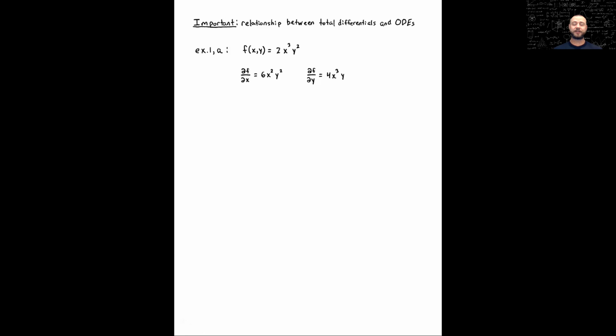Let's create a differential equation by using example 1a that we just went through. Now, in the example a few minutes ago for part A, we were given the function 2x cubed y squared, and we were asked to calculate the x and y partial derivatives, which we have here. Pretty simple, very straightforward.